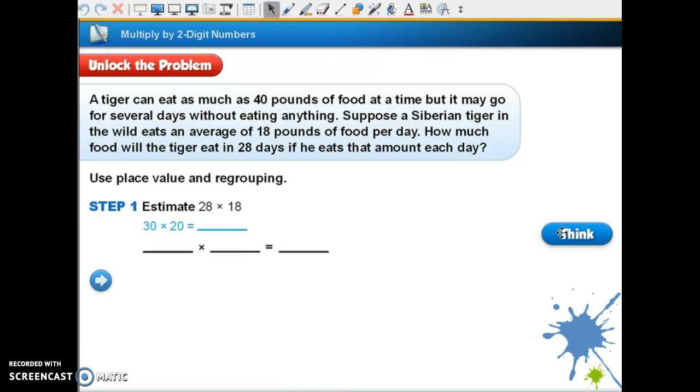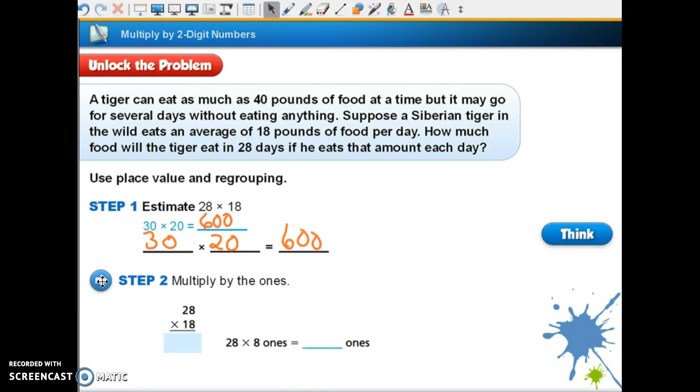So 30 times 20, here we can use what we learned about multiplying basic facts. What is 3 times 2? 6. And then we'd have to add 2 zeros because we multiplied 10 times 10 to get 100 there. So 30 times 20 is 600.